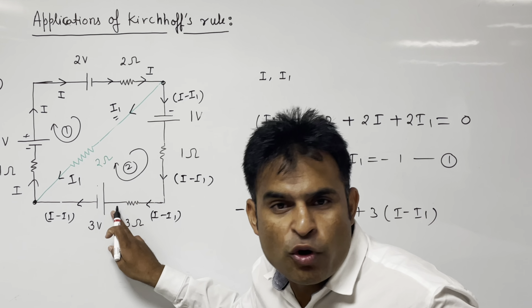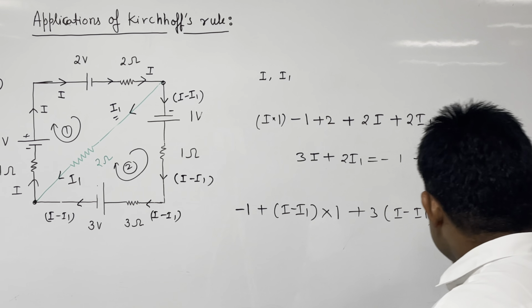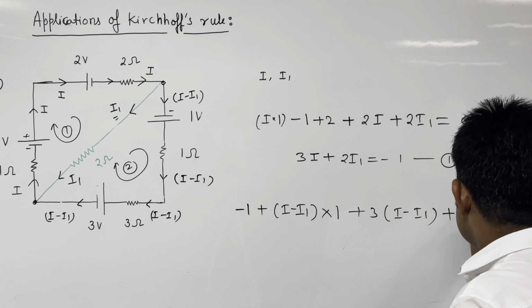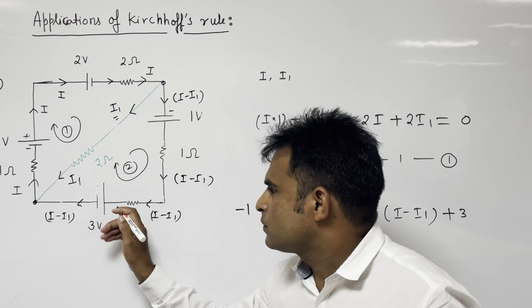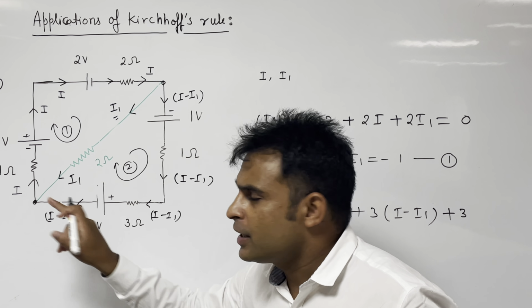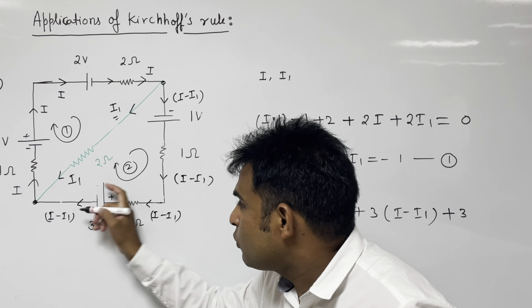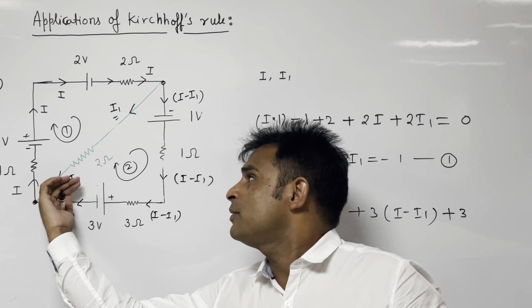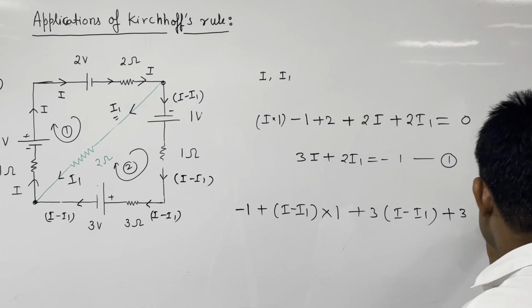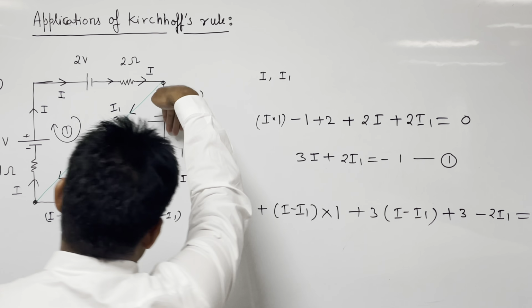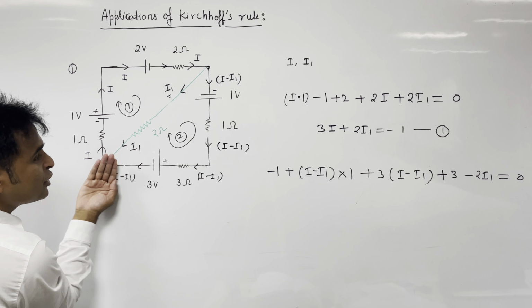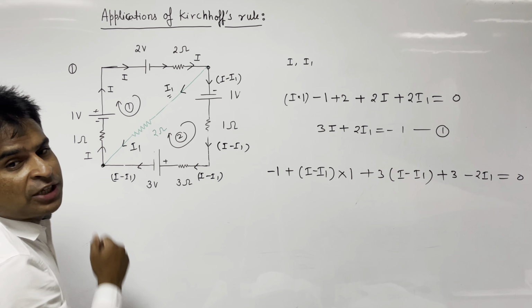Now I reach at this point, this 3 volt. So this one will be plus 3. Why plus 3? Because first I enter at the positive terminal. Then I reach at this point, and after reaching here, I have to go like this. In that case, it will be minus 2 into I1. Why minus 2 into I1? Because you are moving like this, so when you reach at this point, you are moving in the opposite direction of the current.